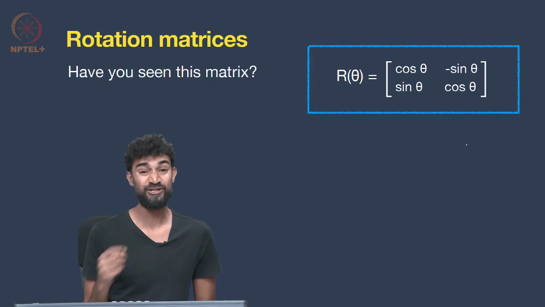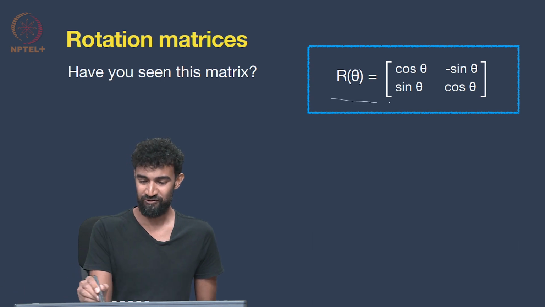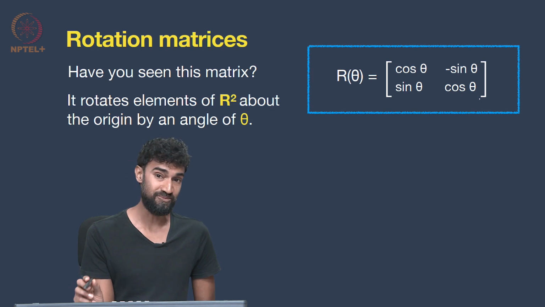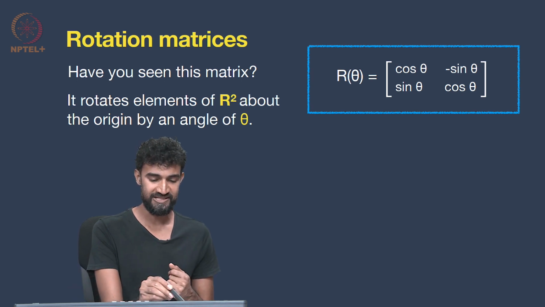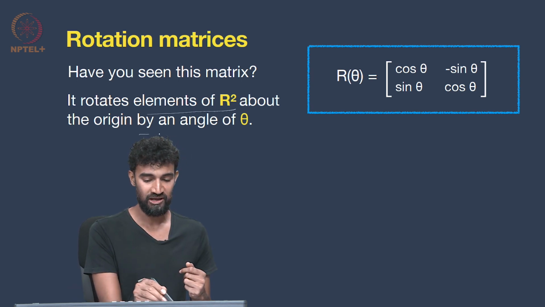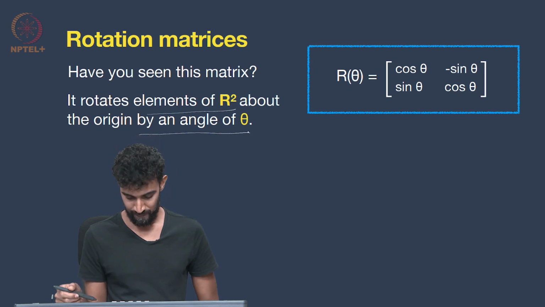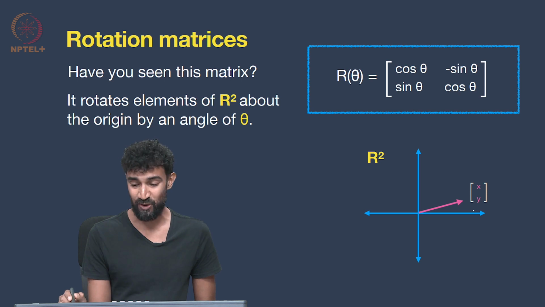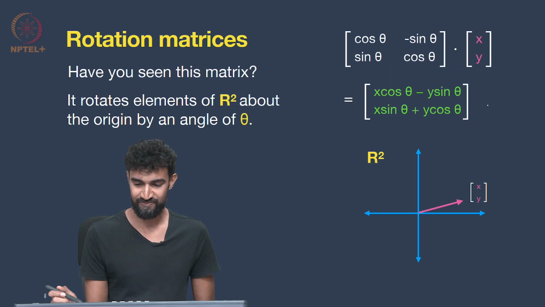So maybe you've seen this matrix before. Hopefully it looks familiar a little bit. It's an example of a rotation matrix in 2D. It rotates elements of R2 about the origin by an angle of theta. How does it do this? Well, let's say we have a vector xy. We simply multiply that vector on the left by this matrix.